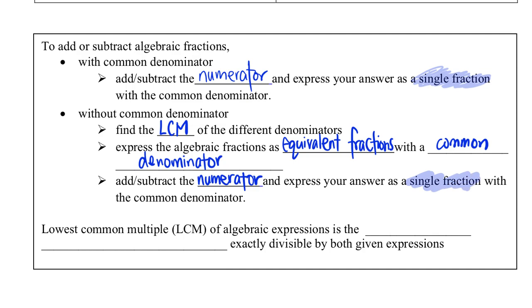Okay? So lowest common multiple is actually the smallest algebraic expression that we can exactly divide by both expressions. Alright?